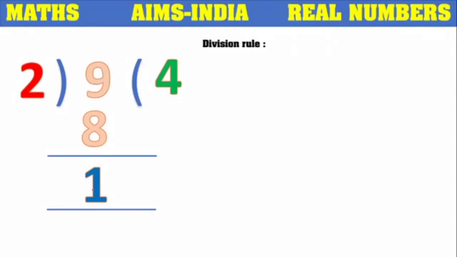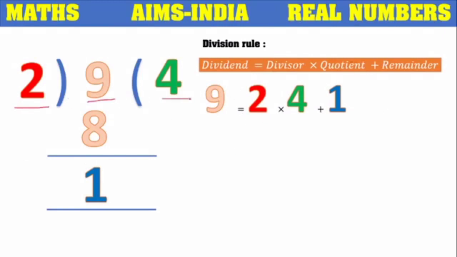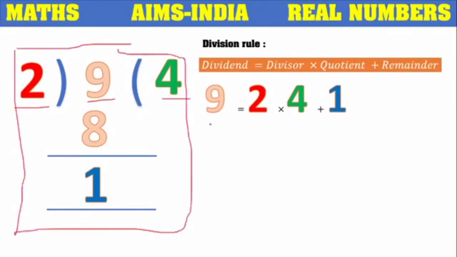So this normal division, according to the division rule, how can we write it? Dividend equals divisor into quotient plus remainder. This is the division rule. So from this division, here the dividend is 9, the divisor is 2, the quotient is 4, and finally the remainder is 1. So we can represent this division in the form of the division rule like this.